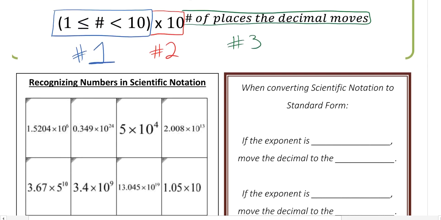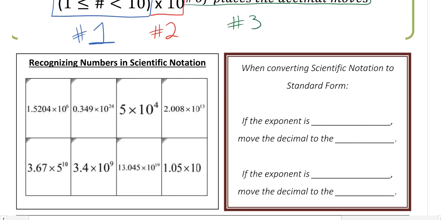If we look at our little box here with recognizing numbers in scientific notation, in that first box, I see that the first value is a number between 1 and 10. It's greater than 1, but less than 10. I do have the times 10 portion, and then I have my exponent. So yes, this is scientific notation because it follows all 3 criteria.